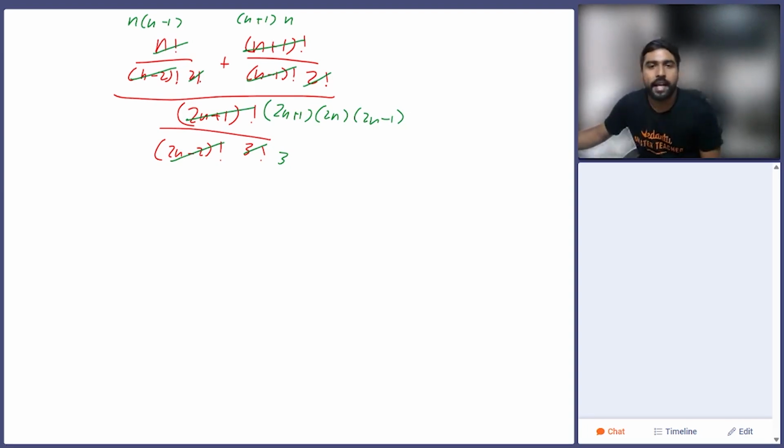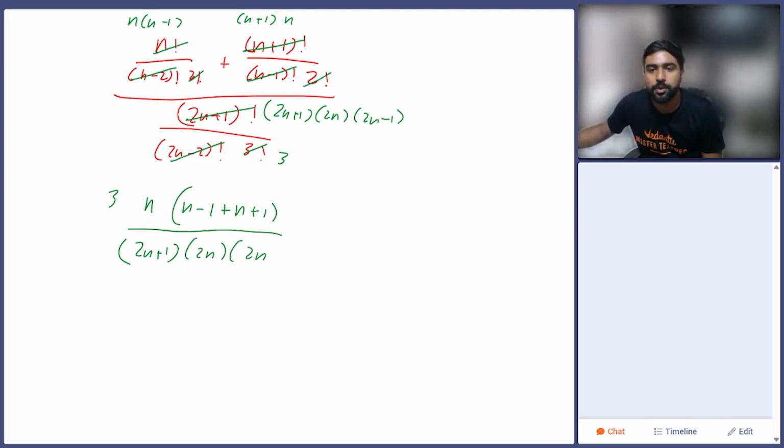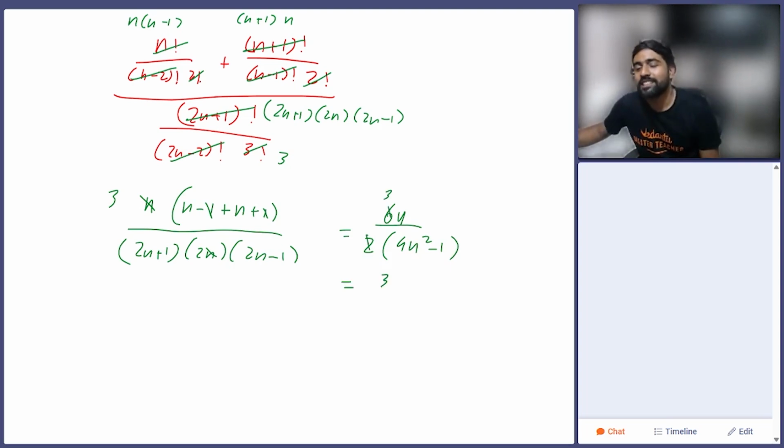Okay. So overall, in the numerator part, if I take the n common, I'll get n into (n minus 1 plus n plus 1). Divided by, this is the denominator 3, I can send it to the numerator, into (2n plus 1) into 2n into (2n minus 1). Very good. So this looks like something we can play around with. So this also cancels out. What do we have? We have 3 into 2n, that is 6n, divided by 2 into (4n square minus 1). This also I can cancel. So the general probability is 3n upon (4n square minus 1).